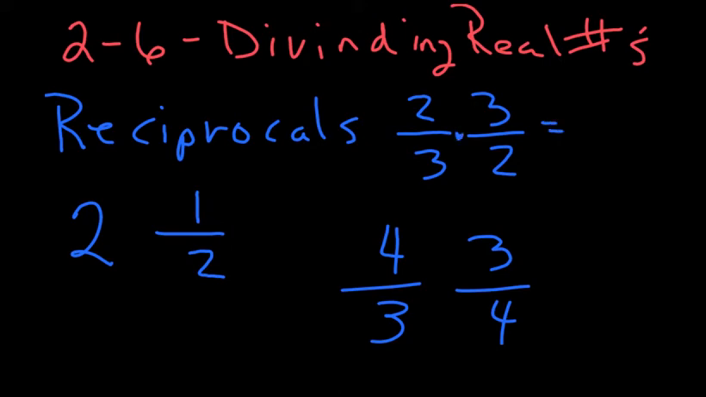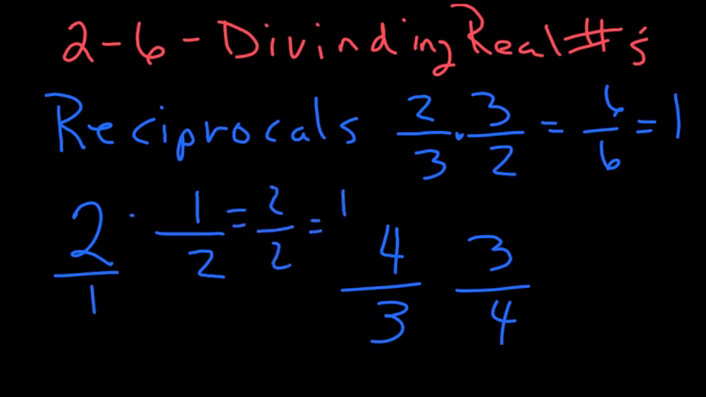2 times 3, 6. 3 times 2, 6. That's 1. 2 and 1/2 are reciprocals. Put the 2 over 1, multiply, top times top, you get 2 over 2, 1. 4 times 3, 12. 3 times 4, 12. That's 1. Reciprocals. Two things, multiply to get 1.